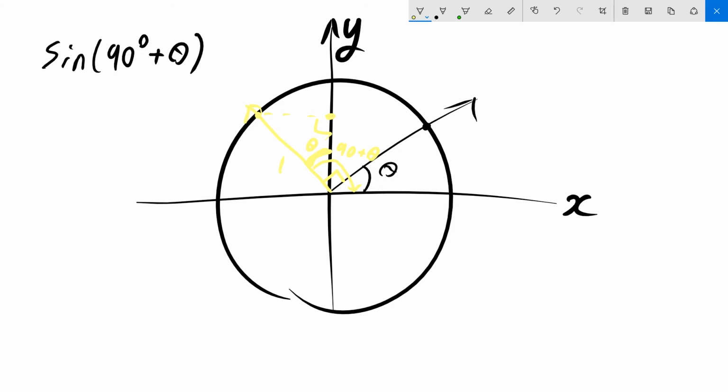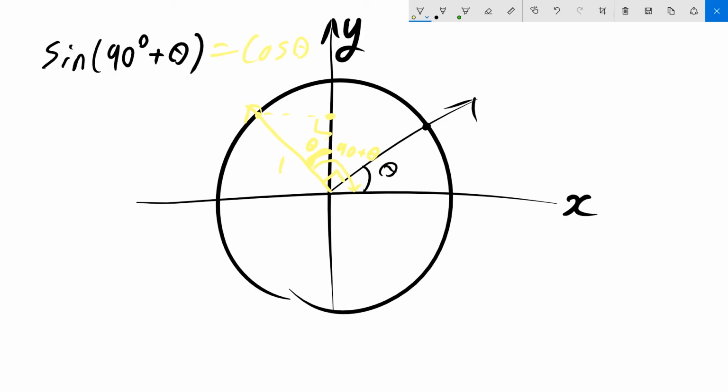So what deals with adjacent? Cosine. So cosine of theta, again the hypotenuse, that's just going to be cosine of theta. So now we have a very interesting relationship between two trigonometric ratios. If we get an angle plus 90 degrees and want the sine of that angle, well, we can just say that's equal to the cosine of whatever that angle is.